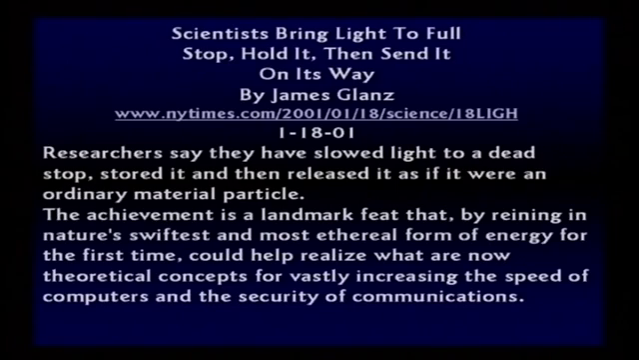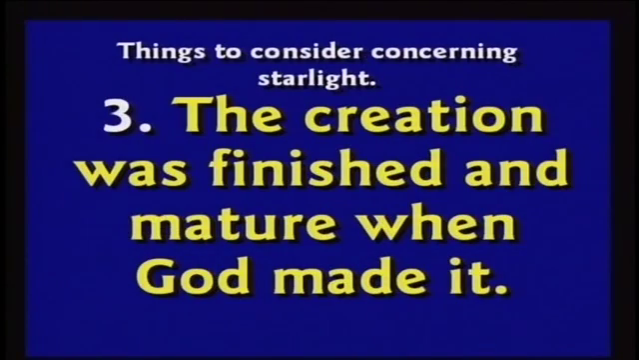So, argument number two, we don't know what light is. And we do not know that the speed of light has always been constant. Argument number one is we can't measure those great distances anyway. Argument number three, the creation was mature and finished when God made it.